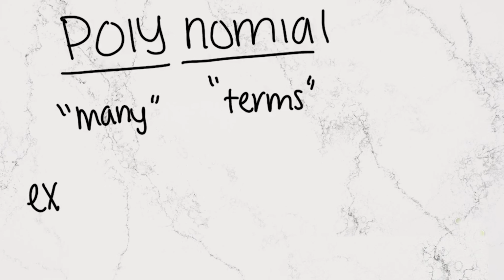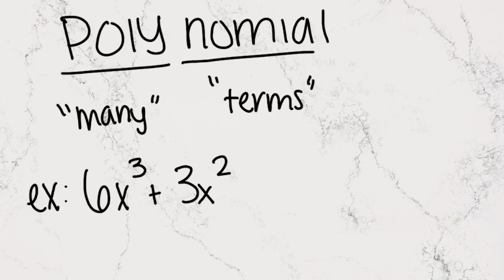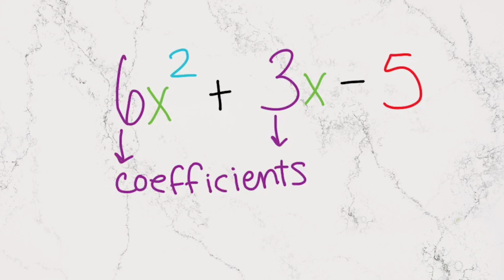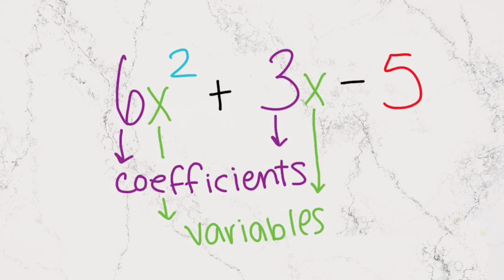So an example of what a polynomial looks like would be 6 times x cubed plus 3x squared minus 5x plus 2. So what are the parts of a polynomial? Well, our numbers that are attached to a variable, like 6 and 3, those are called coefficients. And I kind of gave away what our x was when I called them earlier, but our x's are called our variables, because they vary depending on what they equal.